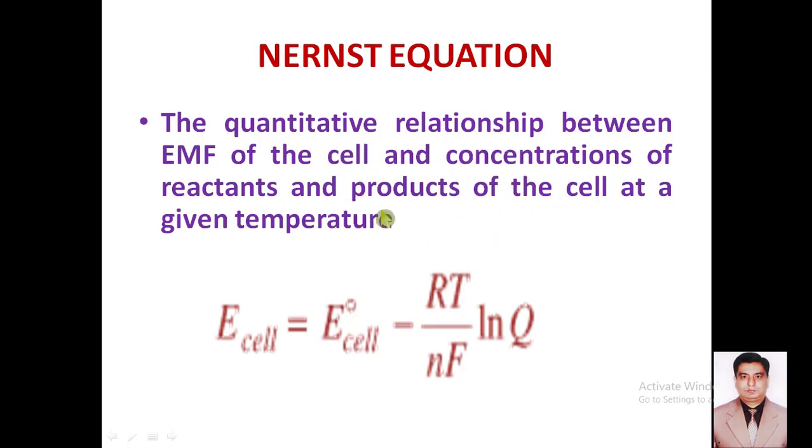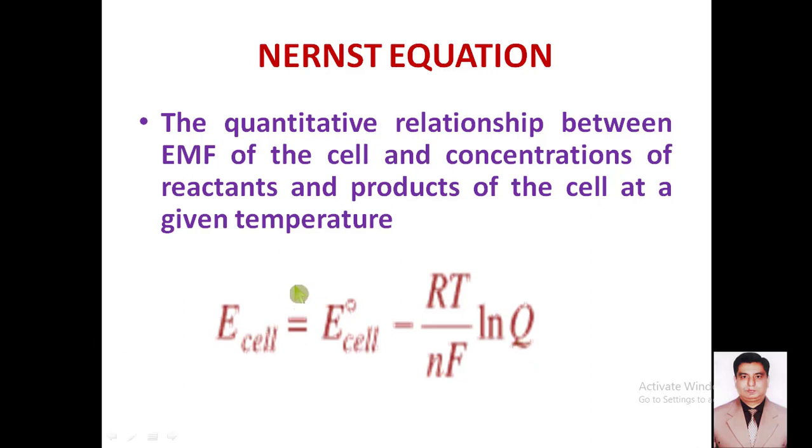Dear students, the Nernst equation can be written as follows: EMF of the cell is equal to standard EMF of the cell minus RT over nF into log natural Q. I am repeating this equation, the Nernst equation: EMF of the cell is equal to standard EMF of the cell minus RT over nF into log natural Q.